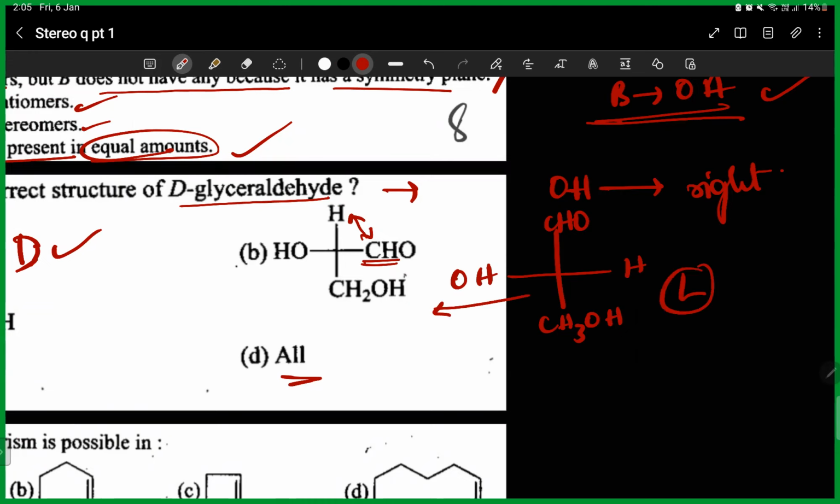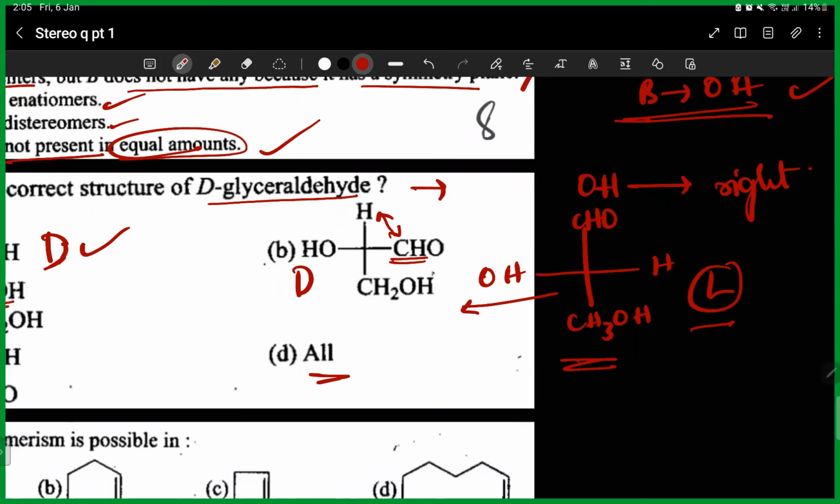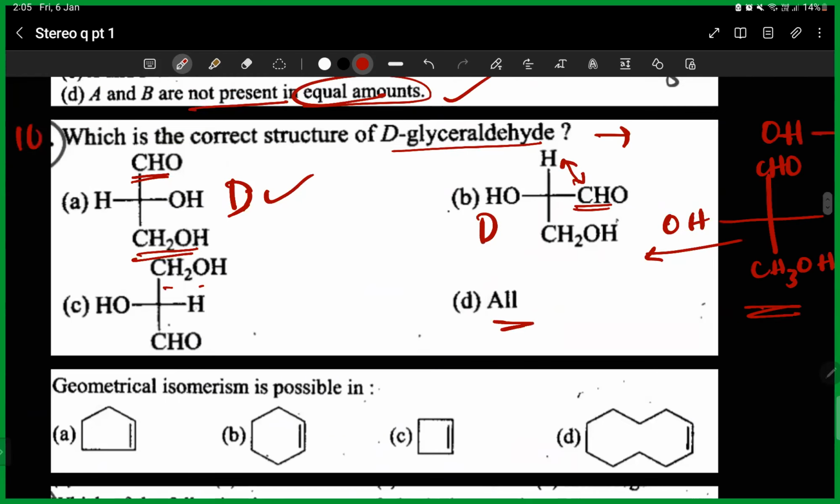But how did we get this compound? By doing a two group exchange once. When you are doing a two group exchange once, you have to write the opposite answer. You are getting L, so it will be D. So, check here also. Let's interchange these two, OH, H, CHO, and CH2OH. Whatever answer I get, I have to write the opposite one. OH is to the left, so it will be L.